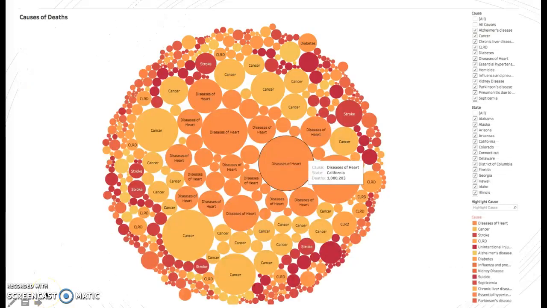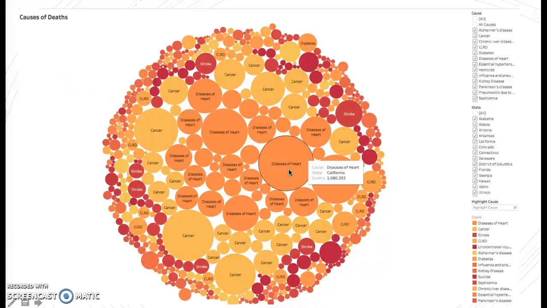I wanted to create visualizations that would catch the user's attention and effectively and efficiently provide information on my subject. For this first visualization, I chose to use the Packed Bubbles feature on Tableau. On this visualization, I'm focused on just the causes of death from the information I gathered.